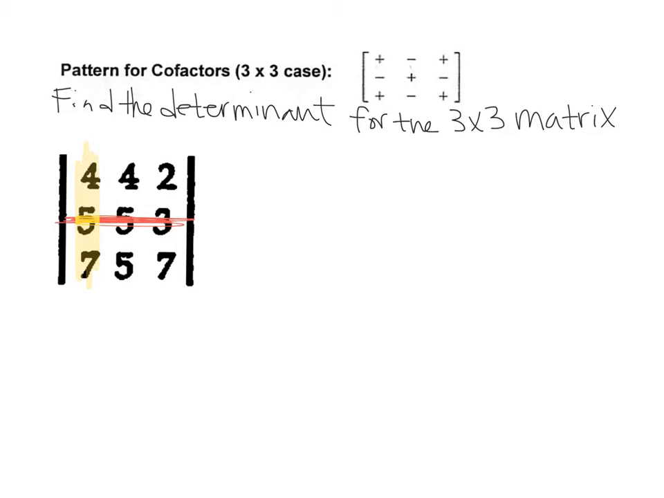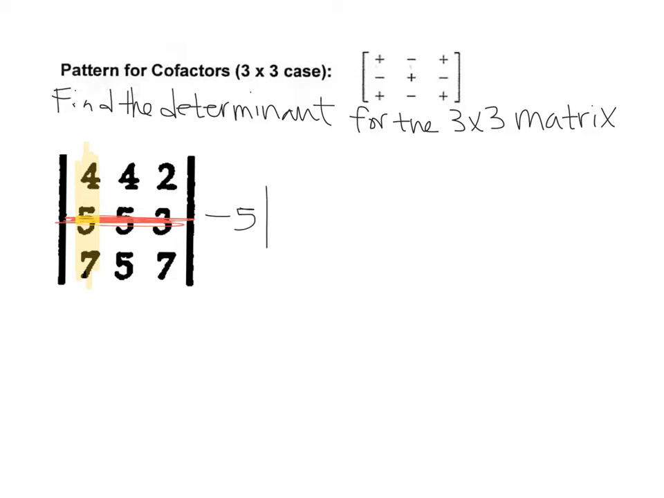Now we're going to take a look at the intersection. They intersect here at this number 5. If you look at the pattern chart up here at the top, this intersection has a negative symbol. So we're going to take the opposite sign of 5. What's the opposite of 5? Negative 5. So there's negative 5.